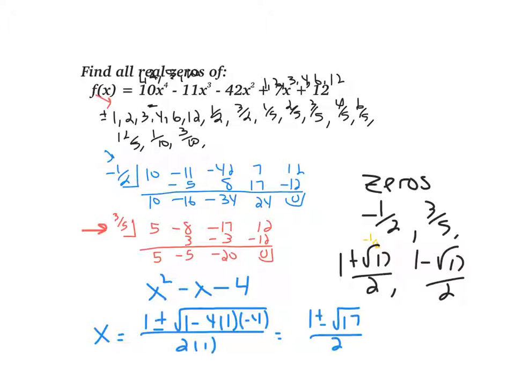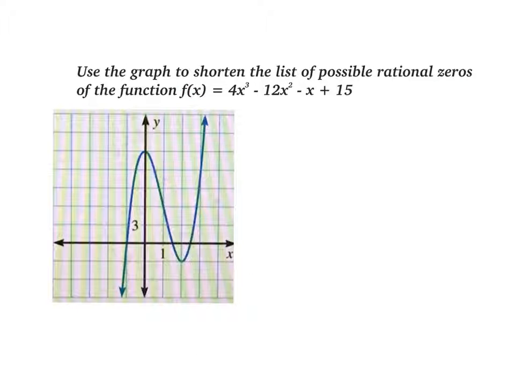Wow, that's quite a problem. Hard as it's going to get right there. Got one more slide, and it's easier than this one. That was a doozy. All right, last one here. And this right here is what I've been doing on my calculator. It says use the graph to shorten the list of possible zeros of that function, rational zeros anyway.